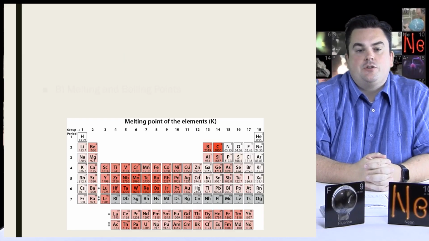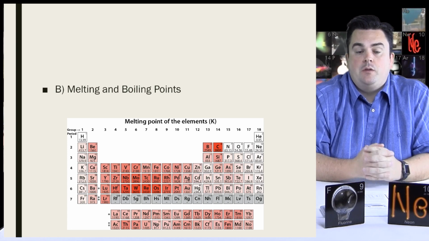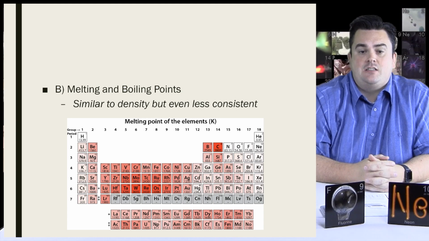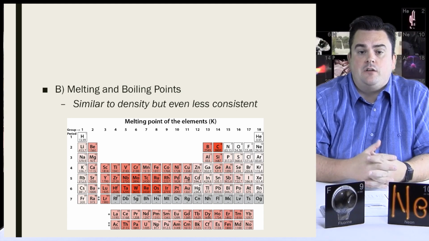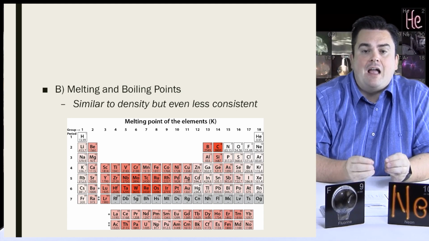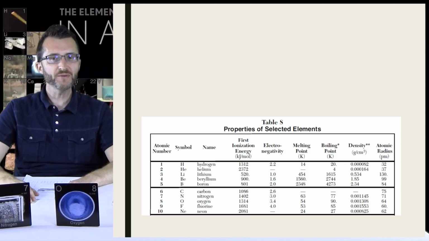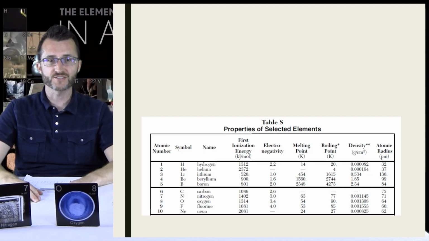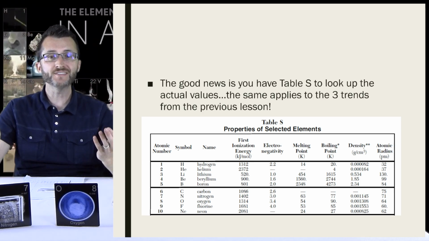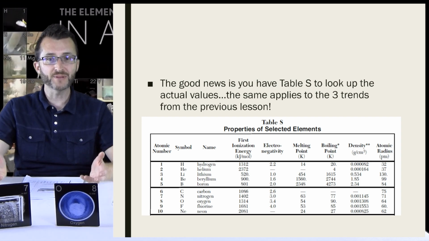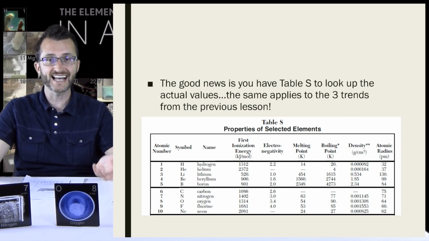Some more miscellaneous trends, melting point and boiling points. It's similar to density, but it's even less consistent. So taking a look at our image here, the periodic table, the redder the element is, the higher the melting point. You may be wondering how you're going to remember those previous trends. Well, the good news is you have table S to look up the actual values. In fact, the same applies to the three trends from the previous lesson.